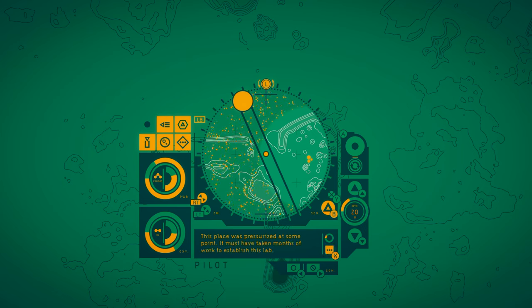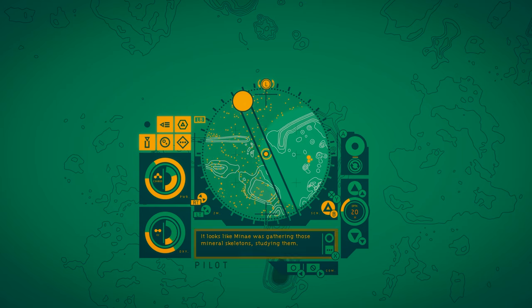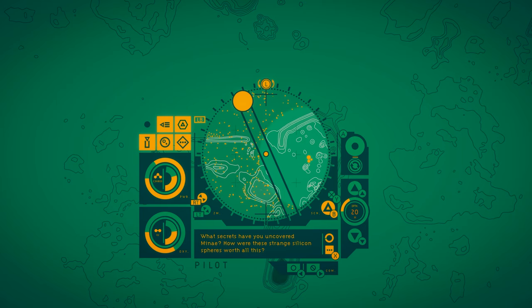This place was pressurized at some point. It must have taken months of work to establish this lab, and just weeks of corrosion for it to fall into ruin. Looks like Minae was gathering those mineral skeletons, studying them. What secrets have you uncovered, Minae? How were these strange silicon spheres worth all this?